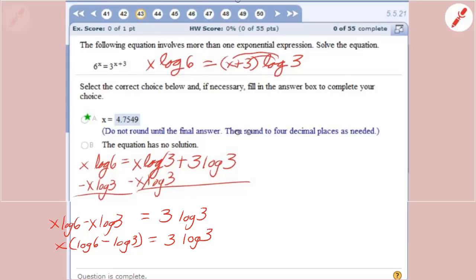So you know what's coming now. I'm going to divide both sides of this equation by log 6 minus log 3, and that will give me x equals 3 log 3 over log 6 minus log 3. Okay, now when I put this in the calculator, you've got to remember to put parentheses around your denominator.